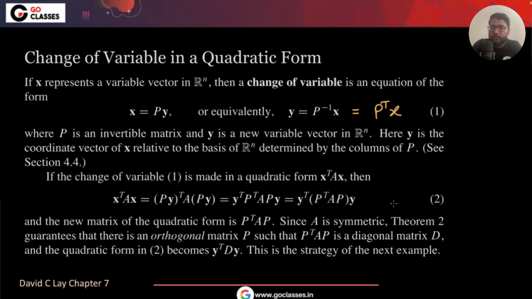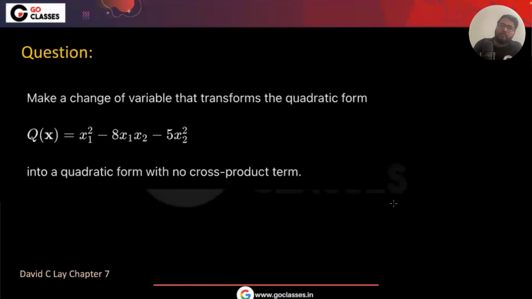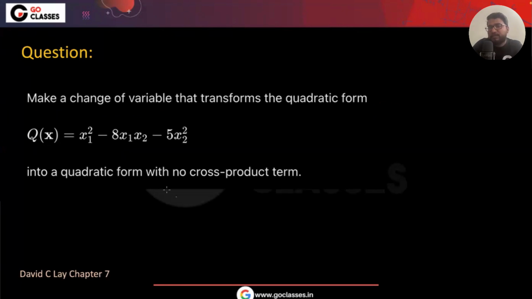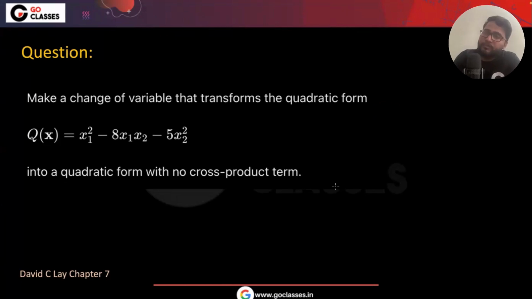So let me just show you something, using the example. They are saying that given this quadratic form, represent it in such a way that there are no cross product terms. Which means the corresponding matrix that I'm looking for should be a diagonal matrix, right? So how can we do it?